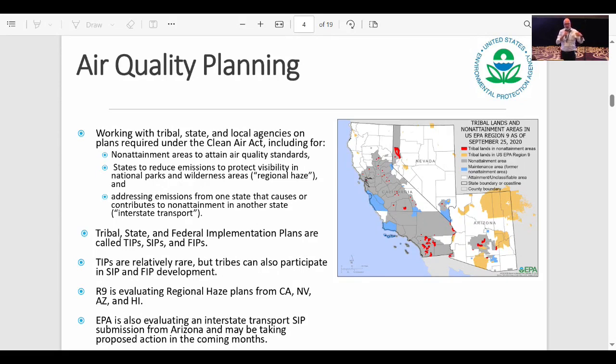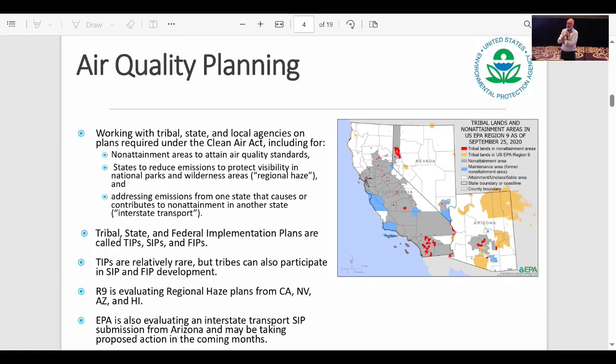One thing right off the bat is designations. Is an area attaining or not attaining? Are you part of a boundary? Are you your own boundary for your tribal area, or are you part of a larger boundary with the state or locals around you? And what are the implications of that? That's a very important role for our work with tribes.